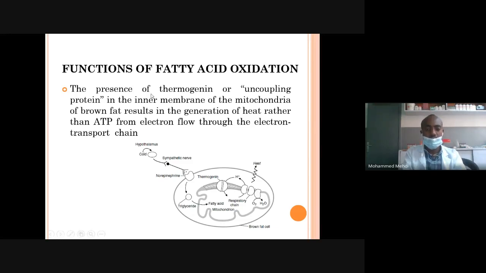This one is a protein molecule, thermogenin. It is an uncoupler protein in the inner membrane of mitochondria, found in the brown adipose tissue, and it generates heat rather than ATP formation from this electron transport chain. This was discussed yesterday by Tensai.